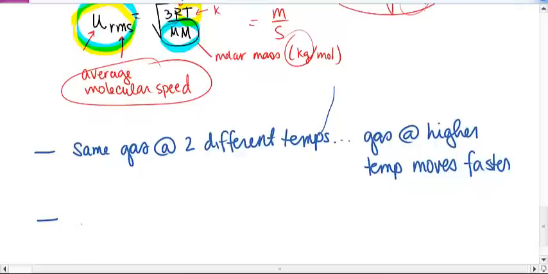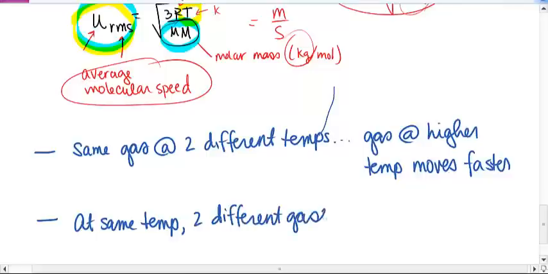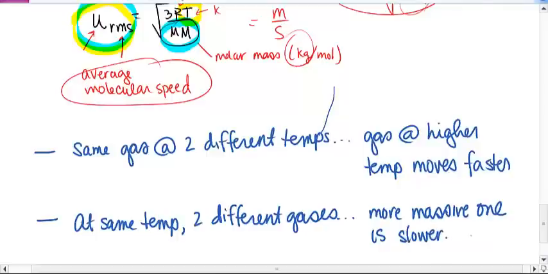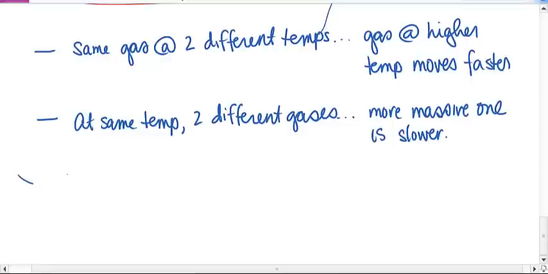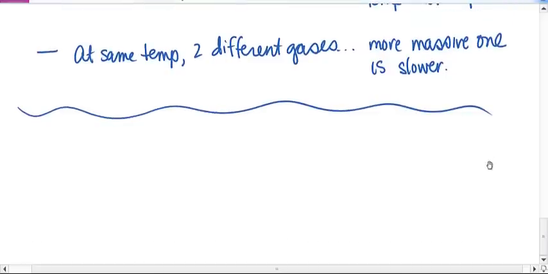Again, in words, if we have two different gases at the same temperature, so now their kinetic energies are the same, then the more massive one, the bigger one, is slower, or the smaller one is faster. That's what that equation tells us for that kind of thing. So all of that is going to help us to answer this question.